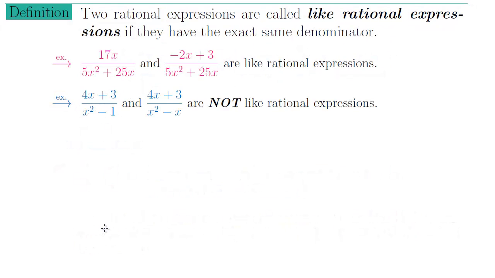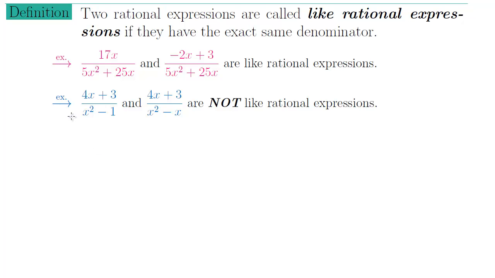Let's start our explanation with a definition. Two rational expressions are called like rational expressions if they have the exact same denominator. That is, in the first example, 17x over 5x squared plus 25x and negative 2x plus 3 over 5x squared plus 25x are considered like rational expressions because notice their denominators, 5x squared plus 25x, are identical.